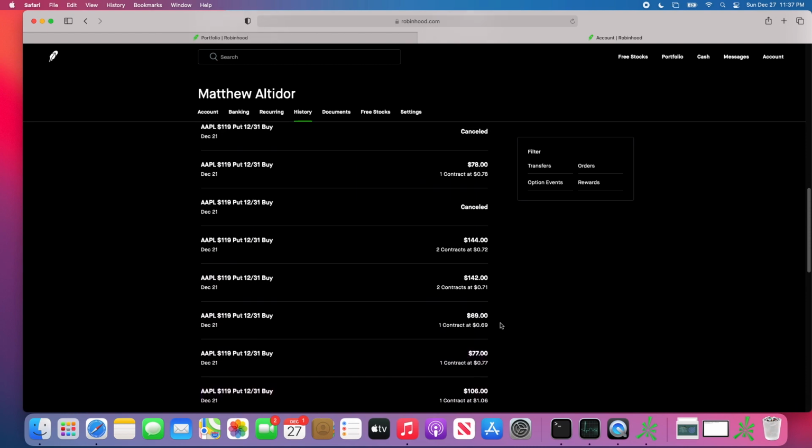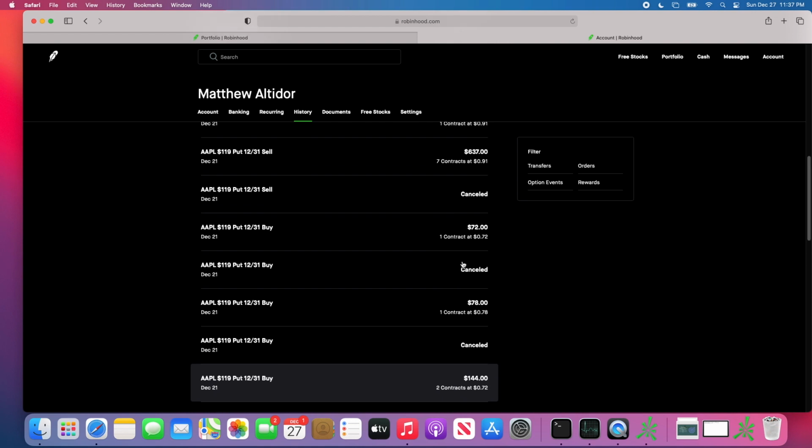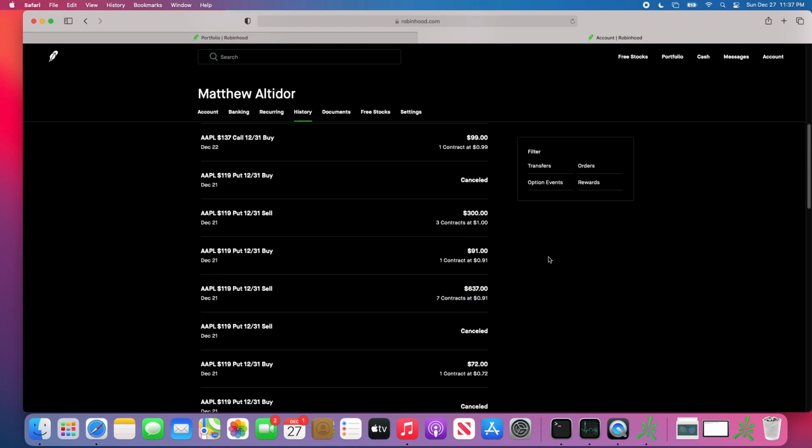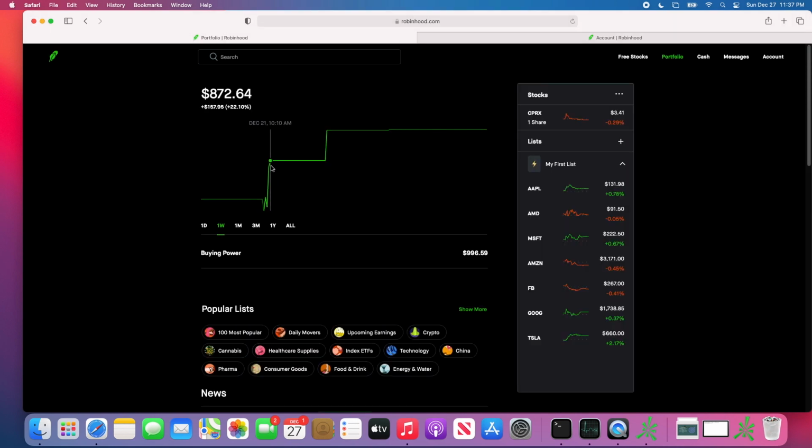As you see on the screen, I did a couple of buys, went ahead and sold, did another buy, sold again, and we were able to leave on December 21st. Left at like 10:10, which is a little over half an hour of trading. Not too shabby. Left with $157.95. I'll take it.